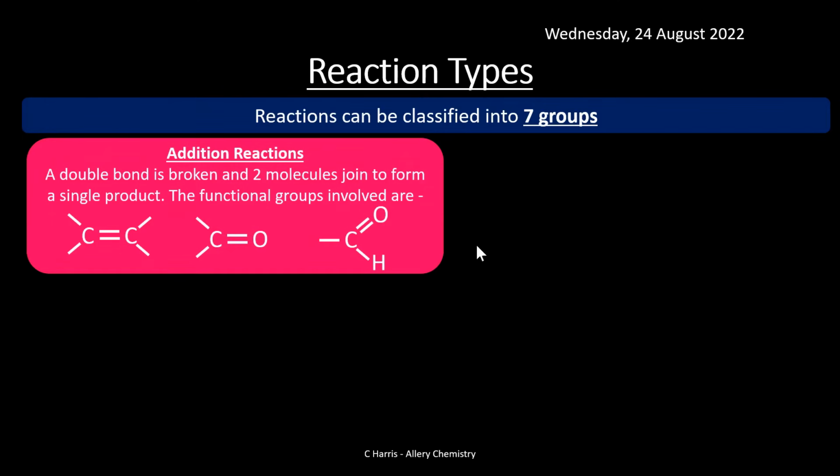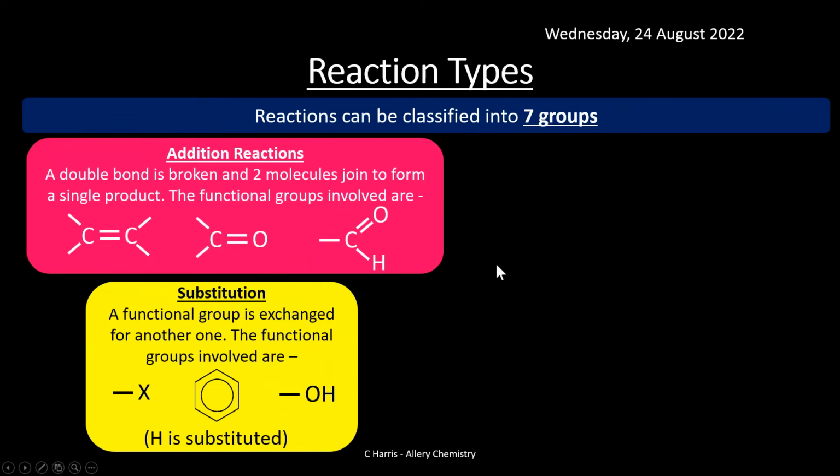But just to introduce them, you've got addition reactions, and this is where a double bond is broken and 2 molecules join to form a single product. And the functional groups involved are alkenes, for example. You've got aldehyde groups here, and ketones, or alkenes. So you've got all these different functional groups. These can get involved with addition reactions, so you can add things onto these. These double bonds can open up, basically.